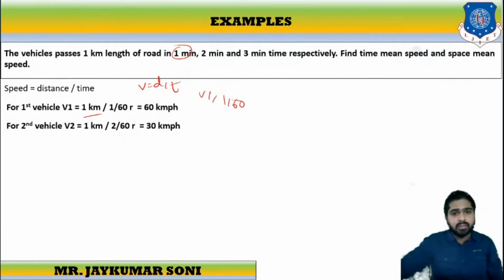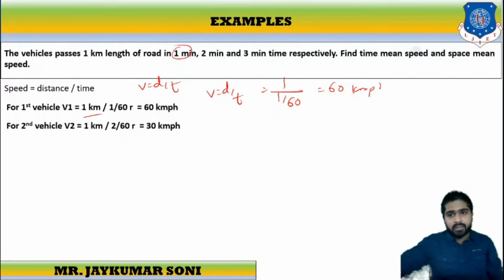Let me explain this once again. v is equal to d by t. d is equal to 1 kilometer. Here it takes 1 minute and 1 hour has 60 minutes. So it is 1 by 1 by 60. It will be 60 kmph.